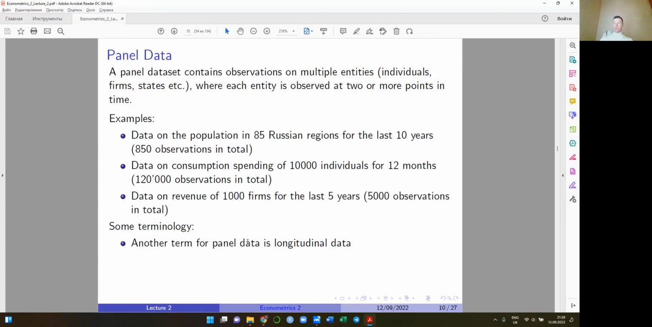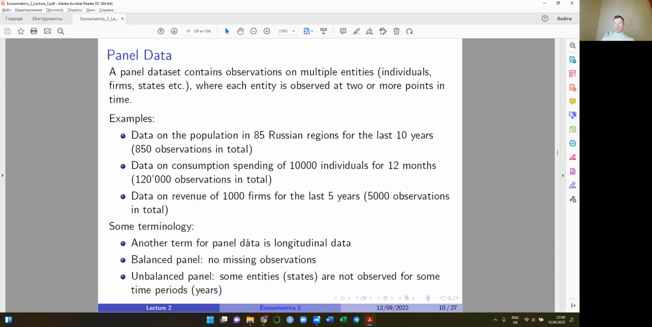Sometimes you can see the term longitudinal data, which is the same as panel data. We call a balanced panel such a panel when there are no missing observations. So every entity has the complete set of observations over time. For every year, we observe all entities in the data.